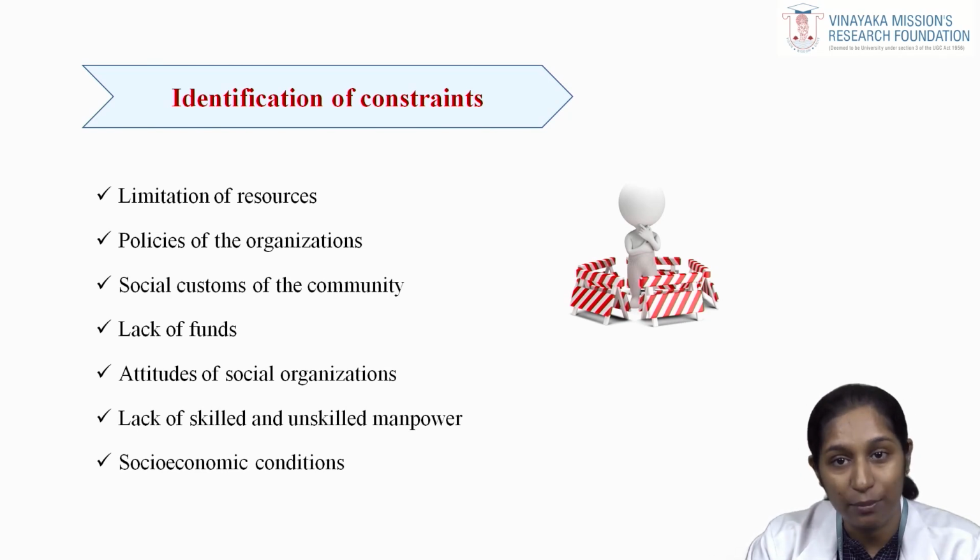They may include the limitation of resources, certain policies of the organizations, certain social customs of the community. It can be lack of funds, attitude of the social organization. There can be socio-economic conditions that are preventing the moving forward of a program, and so on. So many constraints are there.